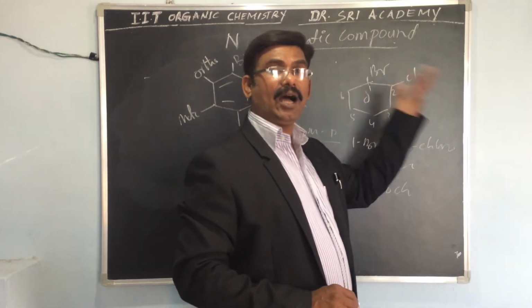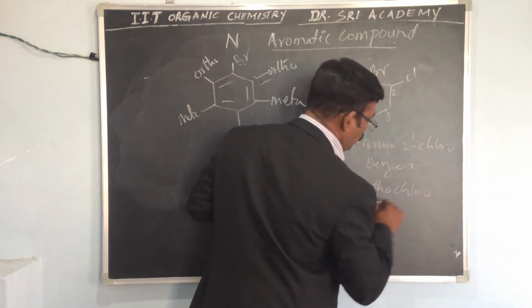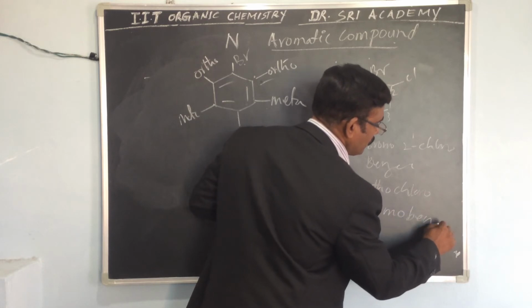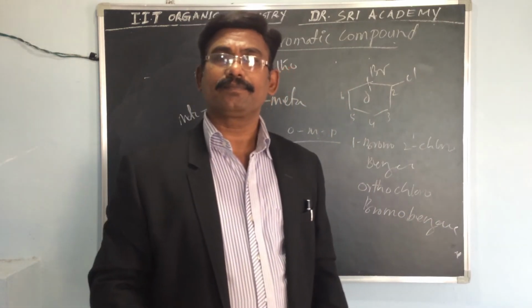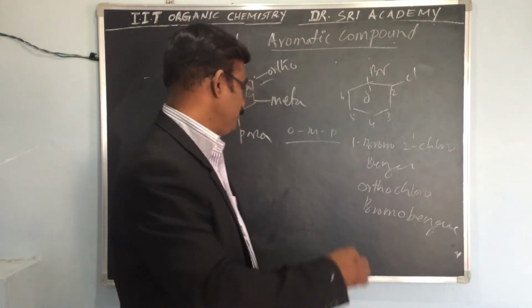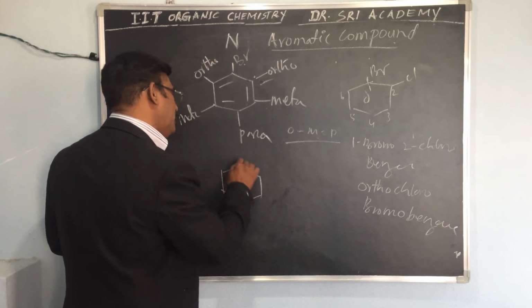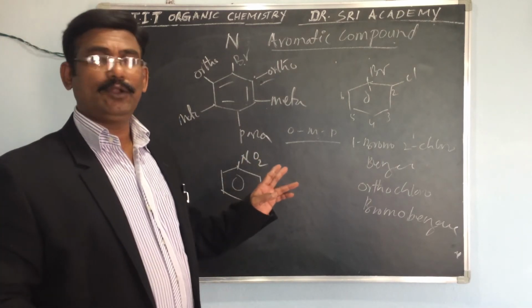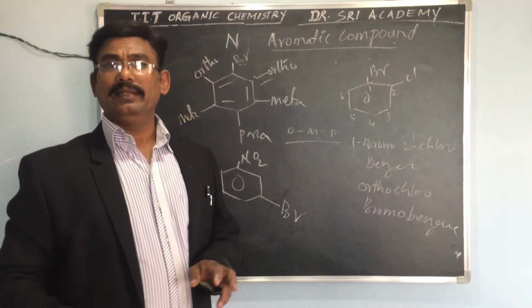Ortho-chloro-bromobenzene, because the ortho position is the first. Ortho-chloro-bromobenzene. If a nitro group is there, what is it? Nitrobenzene. If this position contains the bromine.